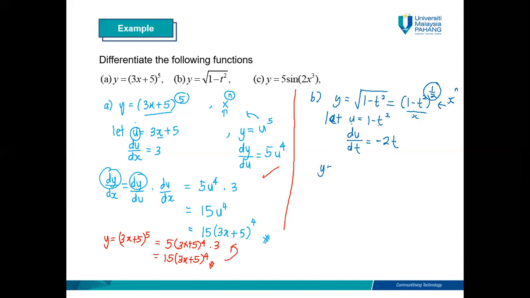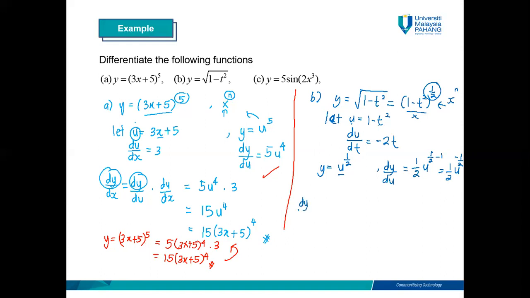Kita tengok y pula. What is y? Y now adalah u kuasa 1/2. So what is dy with respect to u? Dy over du sama dengan, okay, kuasa 1/2 turun depan, u kuasa kurang 1. 1/2 tolak 1. Kuasa kurang 1 kan. So dia akan dapat 1/2 u kuasa negatif 1/2.